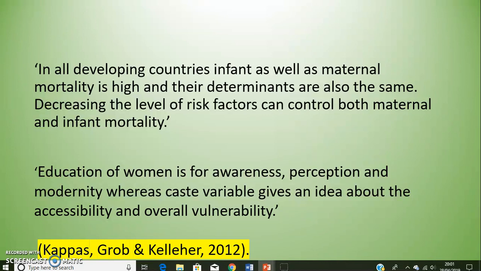They also note that when considering the available data and organising how to go about tackling this issue, education of women is for awareness, perception and modernity, whereas caste variable gives an idea about the accessibility and the vulnerability.